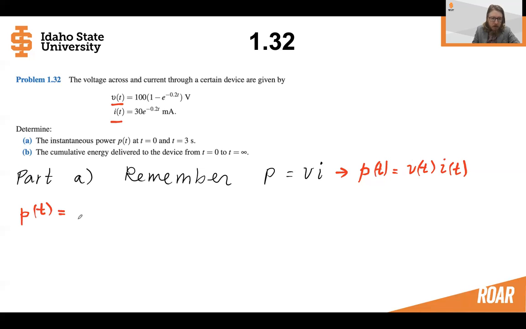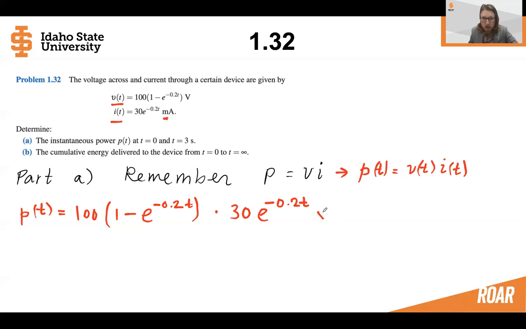So we can write this as 100 times (1 minus t), and this is in volts. And then this is being multiplied by 30 e to the minus 0.2 t. And you can see that this is in milliamps. So let's use our knowledge about units that we had previously and write 10 to the minus 3 here. Now this is an expression for power as a function of time.